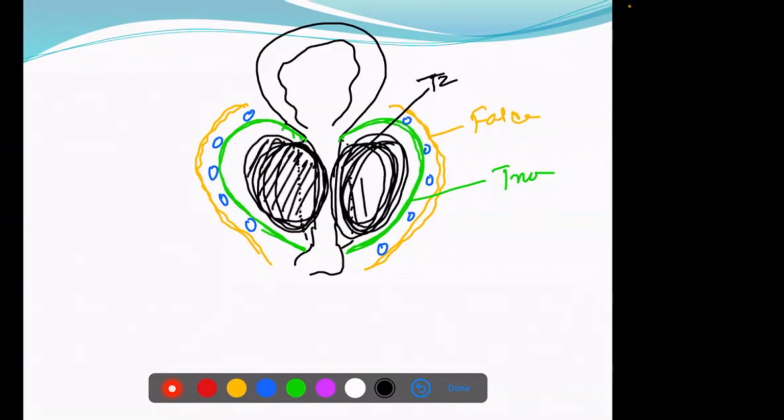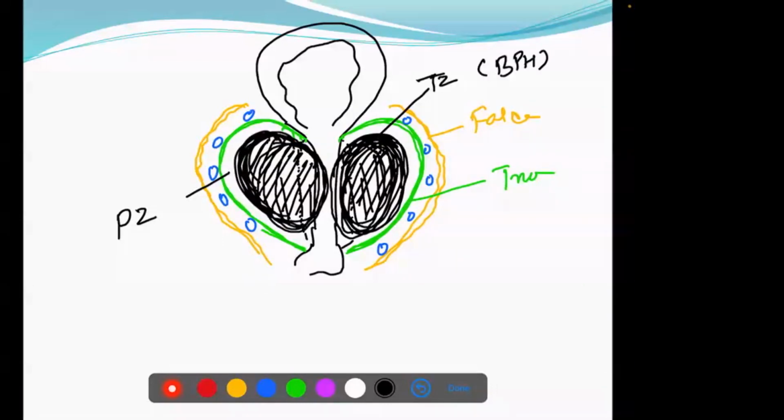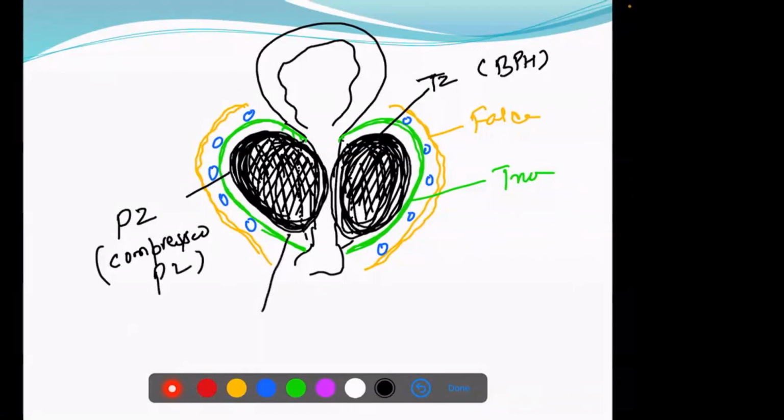It enlarges in such a way that it compresses the peripheral zone. So this is the peripheral zone. See here, the peripheral zone is compressed by the enlarging transition zone. Initially, the peripheral zone was quite big, but due to enlargement of the transition zone, now it has become very small. See, this is the compressed peripheral zone.